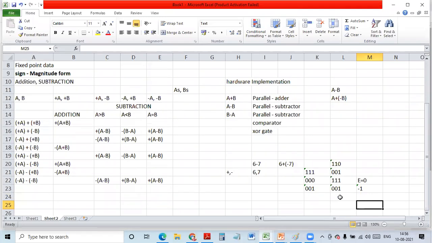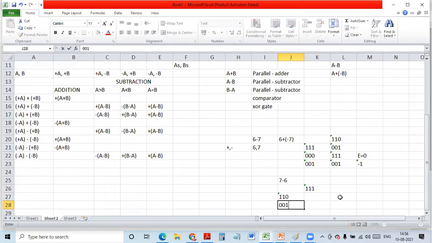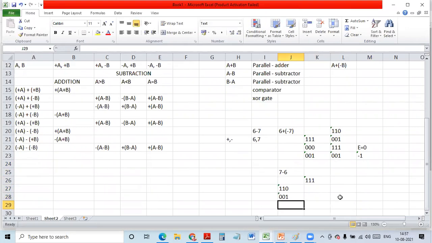Another example: 7 minus 6. What is 7? 1, 1, 1. And 6 is 1, 1, 0. Now I have to perform 7 plus minus 6, so I need to get minus 6 by 2's complement. The 1's complement is 0, 0, 1, and I add 1 to it, giving 0, 1, 0, which is minus 6 that I am adding here. Now add: 1, 1, 0, 1, 0.